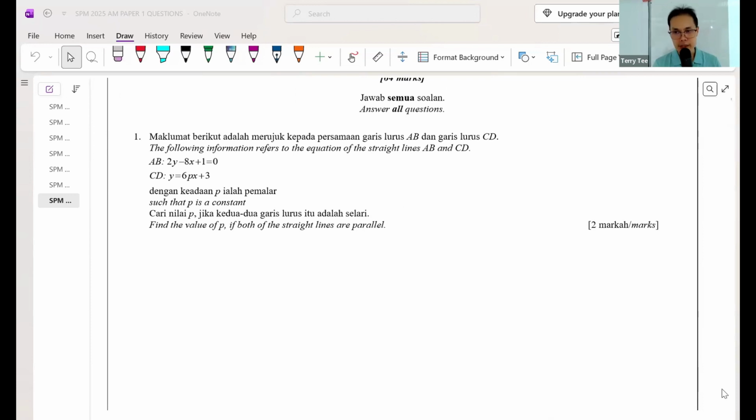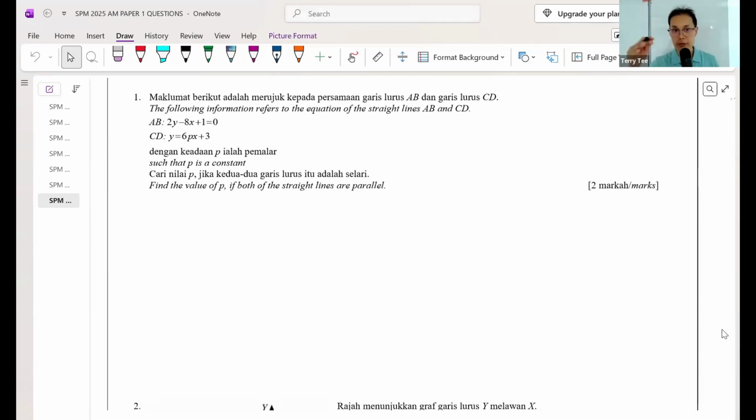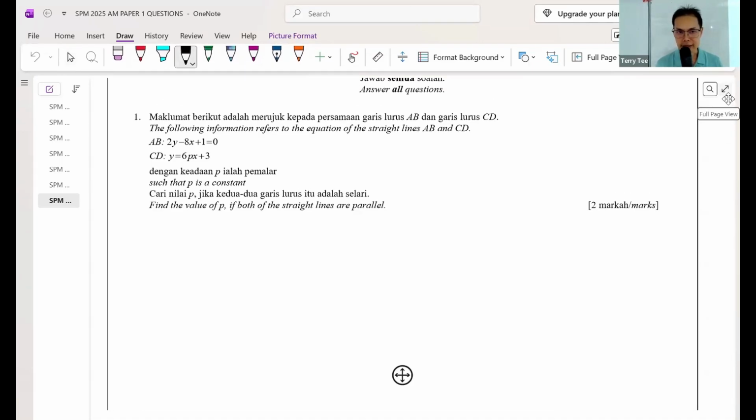So I would say it's quite a simple question, right? Here you have the following information, which refers to the equation of straight lines AB and CD, such that p is a constant. Find the value of p if both straight lines are parallel. If both straight lines are parallel, we know they must share the same gradient.